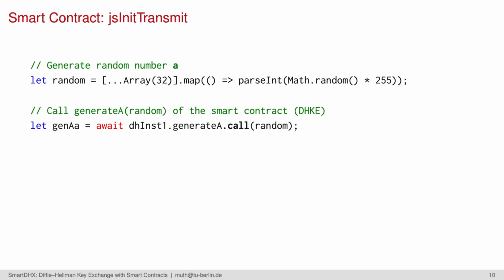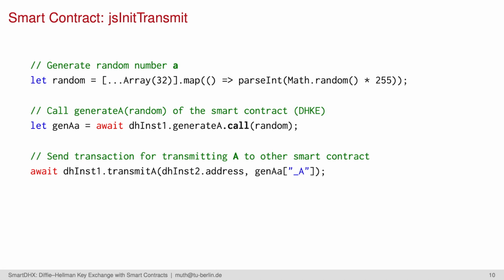our secret random number. Next, we actually call the transmit method without .call, which then transmits the public capital A value to the other participant's smart contract. Finally, the JavaScript returns both A values.